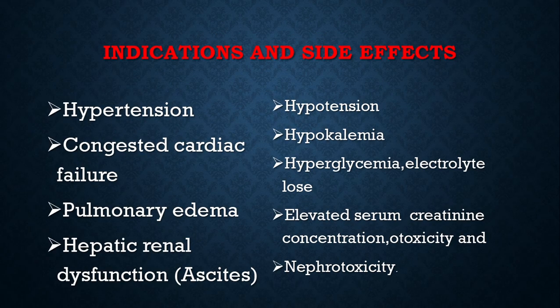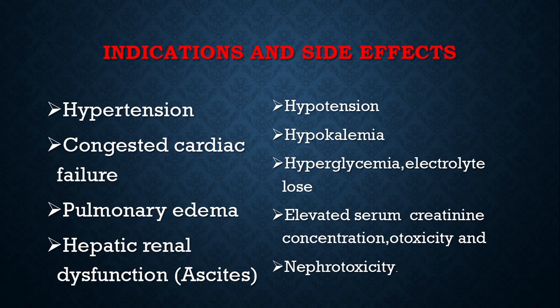Now let's look at the indications and side effects of loop diuretics. For indications, we have first hypertension. In hypertension, we want to reduce the blood volume, because when we reduce the blood volume, we are going to reduce blood pressure. In congestive cardiac failure, we also want to lose those fluids in the extracellular compartment that sit in there due to the condition.